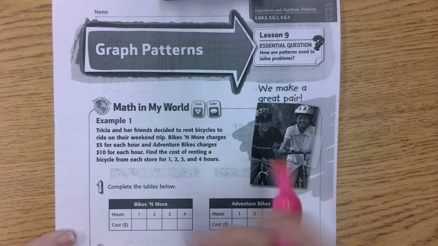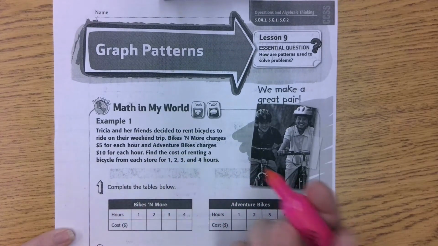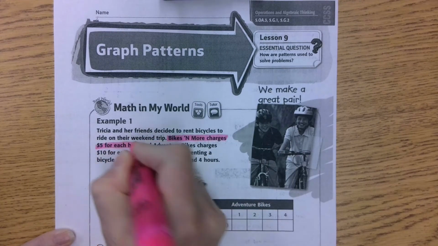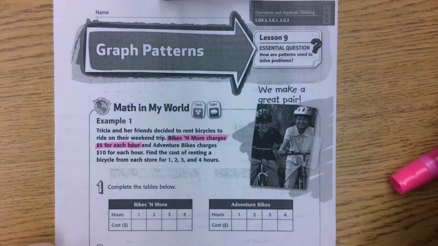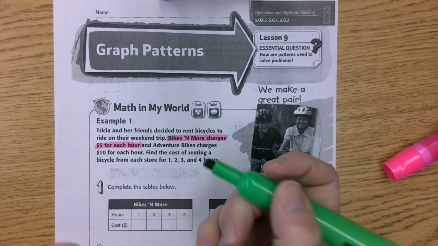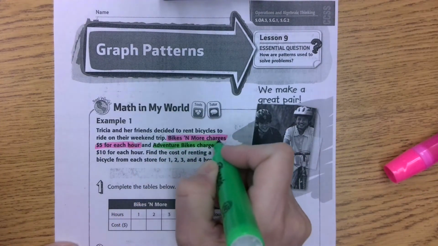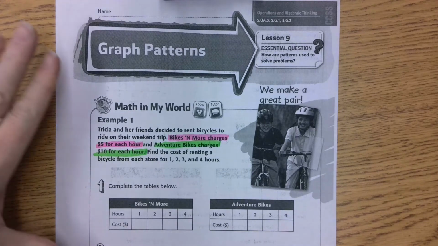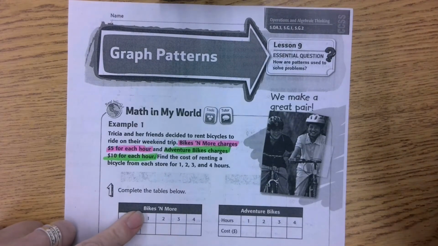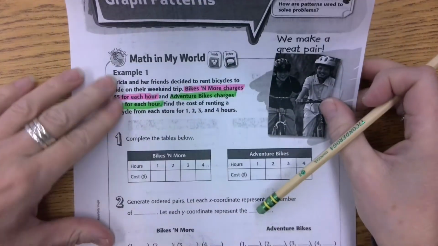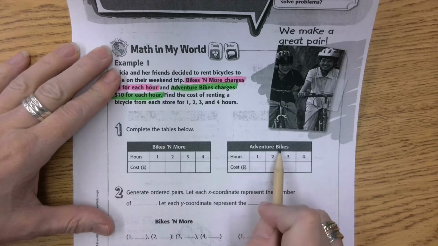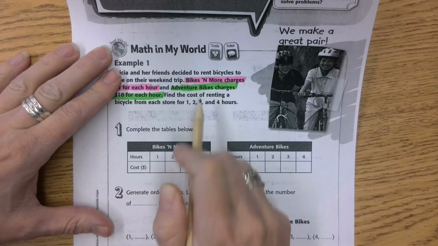So what I do when I'm comparing information, I want everything to be very clear. I know that Bikes and More charges $5 for each hour that you ride a bike, so I'm going to make that pink. I know that Adventure Bike charges $10 for each hour. Now that I know 1 hour at Bikes and More is going to be $5, I can come down to my chart here. So let's move this up. Here's my chart that represents Bikes and More. Here's my chart that represents Adventure Bikes. For now, we just focus on Bikes and More.